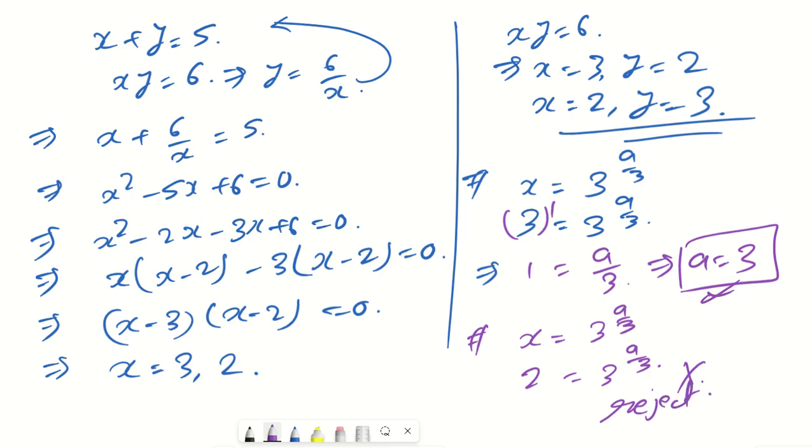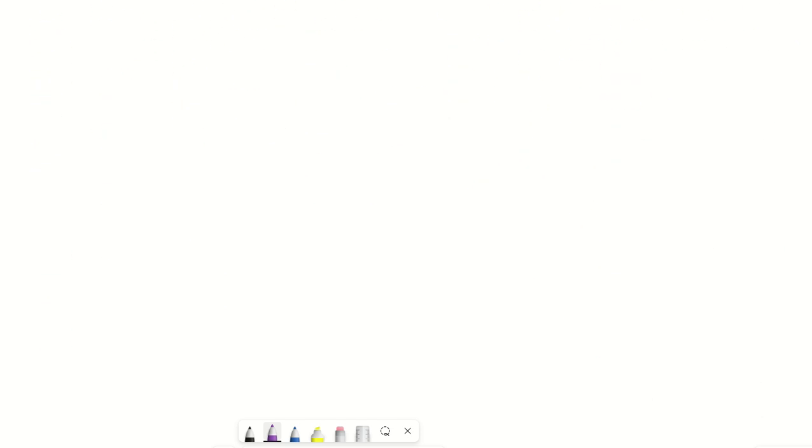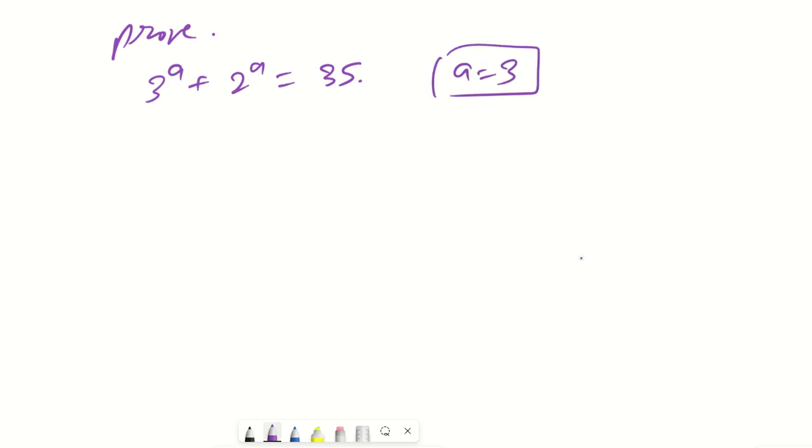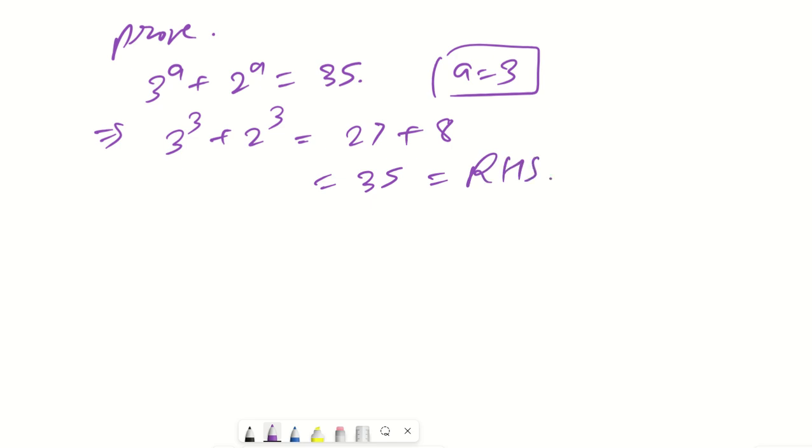Another way, let us prove it. So you had the value 3 to the power a plus 2 to the power a equal to 35, and I am telling a equal to 3. So by putting the value of a equal to 3, we are going to get 3 to the power 3 plus 2 to the power 3 is equal to how much? Tell me. 3 threes are 9, 3 nines are 27, plus 2 twos are 4, 2 fours are 8. That is going to be 35, which is the right hand side.